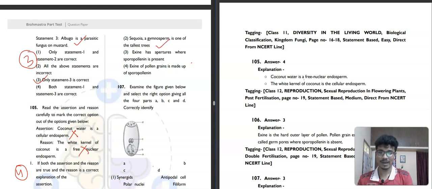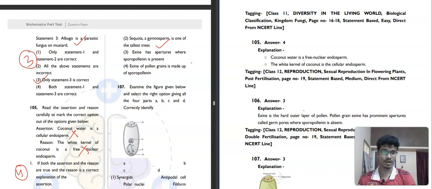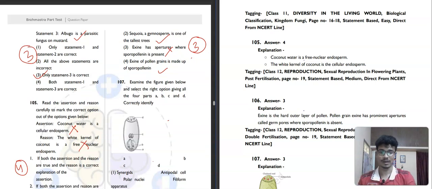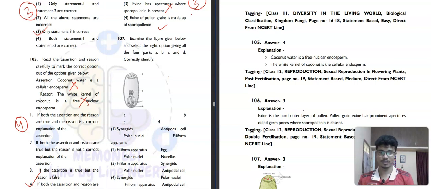Exine has an apparatus whereas sporopollenin is present. Exine is basically the hard outer layer of pollen. Pollen grain exine has a prominent apparatus called germ pores, whereas sporopollenin is absent there, not present. So that's why this becomes incorrect. Then the exine of the pollen grain is made up of sporopollenin, except at that apparatus, the germ pore, where sporopollenin is absent. Absolutely correct. So the third option will be your correct answer. Then question number 107.